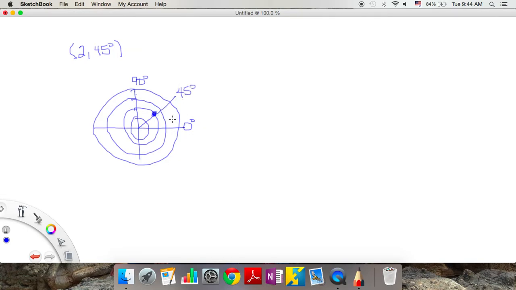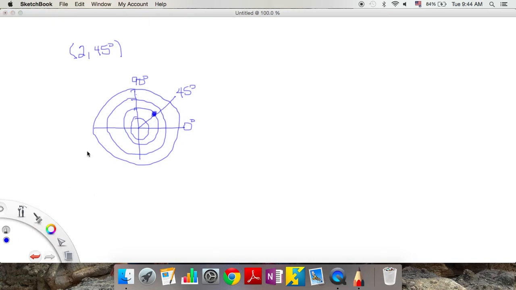Your polar graph paper doesn't always have the angles marked off the same way, so you have to make sure you're paying attention to how they're marked off. And the one I just showed you, I had 30 degrees marked off and 60 degrees, but not the 45, so I would have had to put my point between the 30 and the 60.